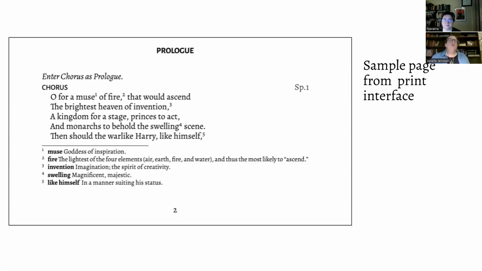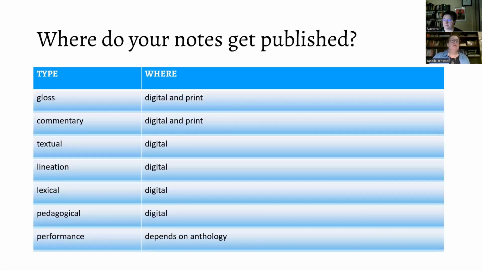I wanted to show you our print interface as well. So this is a sample page from the opening chorus of Henry V. Those icons get transformed into numbers for the printed page. And so obviously there's nothing to click, but it guides you to the bottom of the page where you will see the notes. There's the note that we looked at, the lightest of the four elements, and thus the most likely to ascend. If we have time, I can give you a preview of the print edition at the end of the webinar.